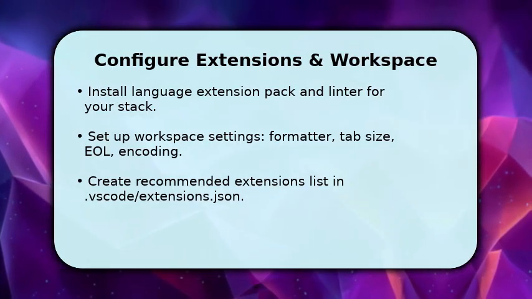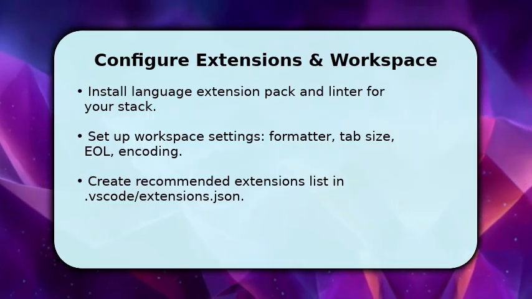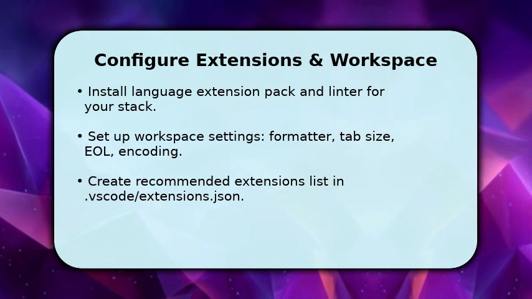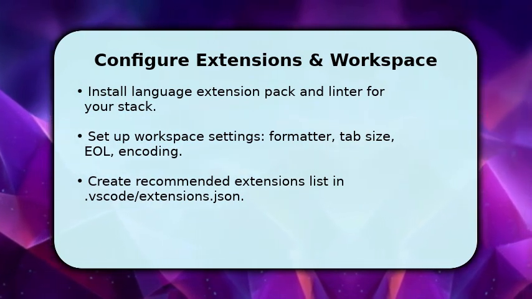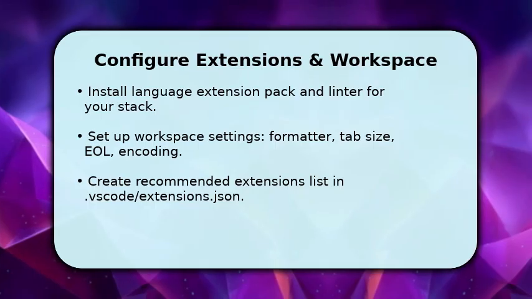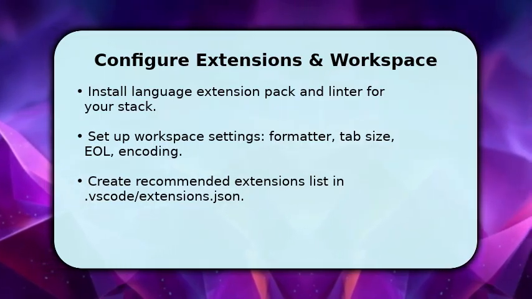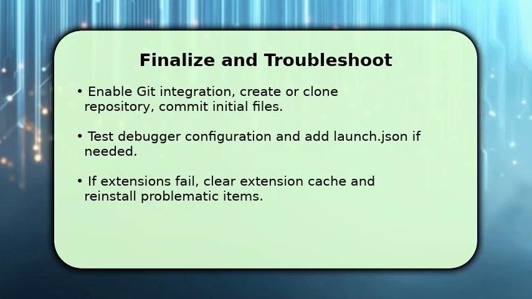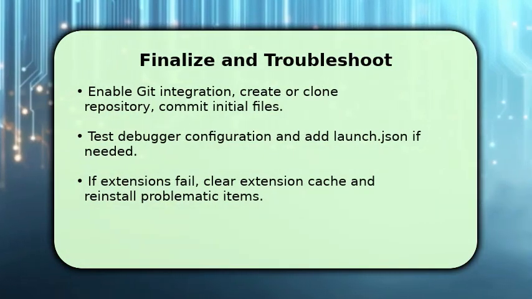Create a .vscode folder with settings.json and extensions.json listing recommended extensions. This ensures any team member opens the repo with the same tools active. Finish by hooking up source control. Clone or initialize a repo, then commit your baseline files so VS Code recognizes the project.